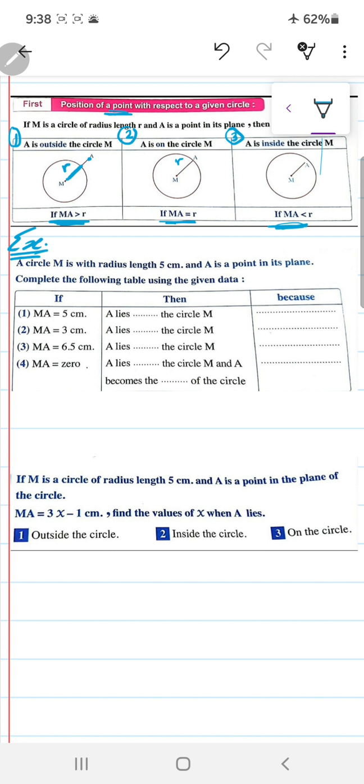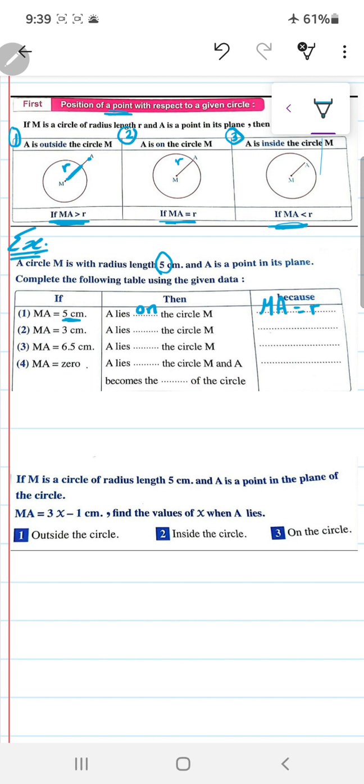A circle M is with radius 5 centimeters and A is a point in its plane. Is A located outside, on, or inside the circle? We have some examples here. Number 1, MA equals 5. The radius equals 5, so MA equals the radius. So it's case number 2. Here A lies on the circle. Why? Because MA equals R.